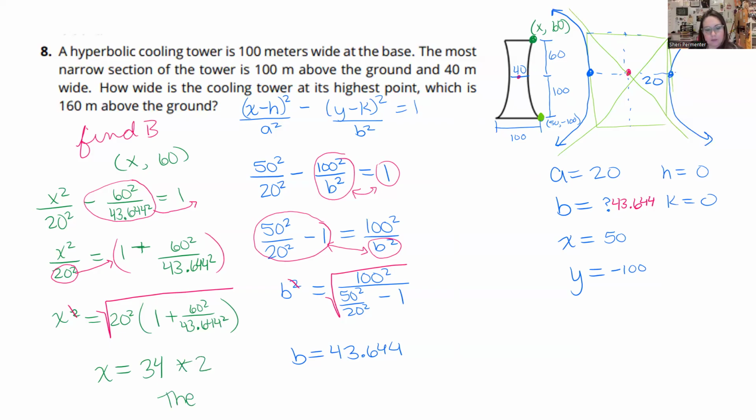What, bro? Yes. No, 34 times 2. Why are we doing it times 2? What's 34 times 2? That you can do in your head. Why is it times 2? I can't write and talk. Give me just 1 second.